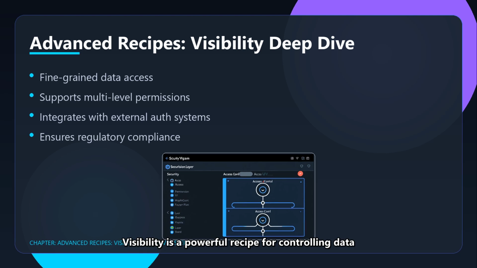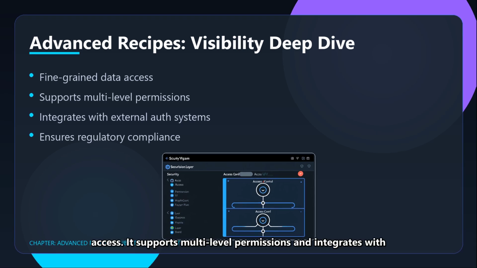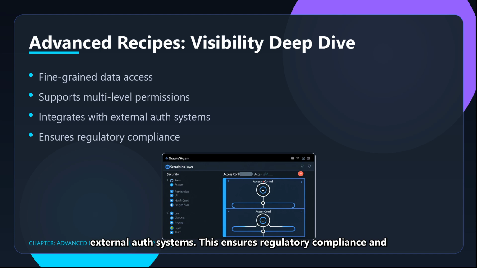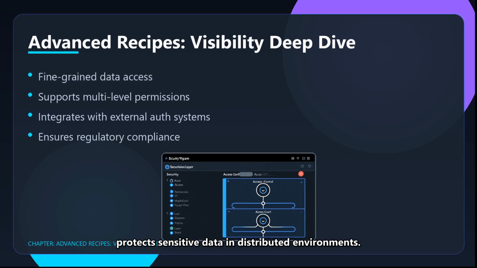Visibility is a powerful recipe for controlling data access. It supports multi-level permissions and integrates with external auth systems. This ensures regulatory compliance and protects sensitive data in distributed environments.